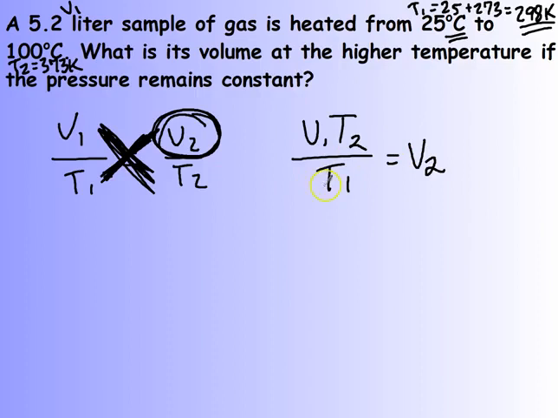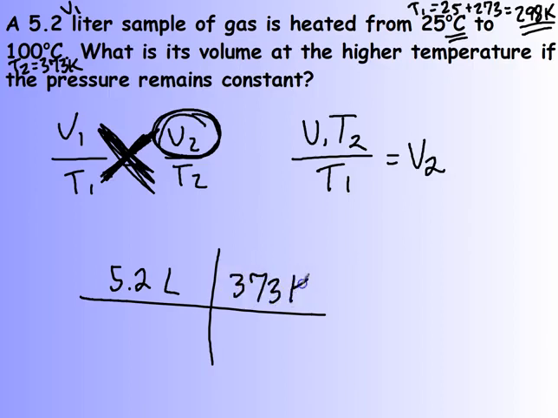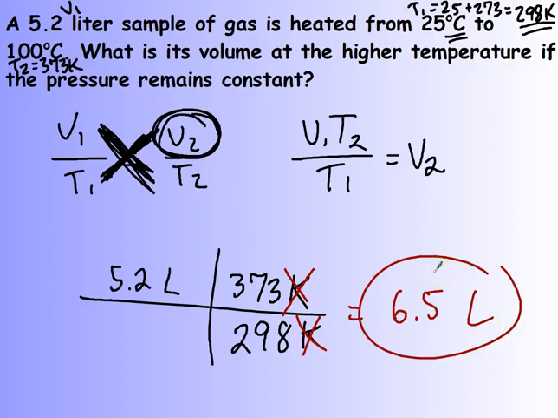You can never have temperatures next to each other because then they won't cancel out. So you should at least know that one has to be on the top and one has to be at the bottom. Making a table, it's going to be the same thing. Volume 1 at the top, 5.2 liters, times temperature 2, which was 373 Kelvin, divided by temperature 1, I'm going to put it here so the temperatures are aligned, 298 Kelvin. Looking at my units, Kelvin cancels out, so I'm left with liters. I'm going to multiply and then divide: 5.2 times 373 divided by 298, and I get 6.5. And there would be the answer for this one.